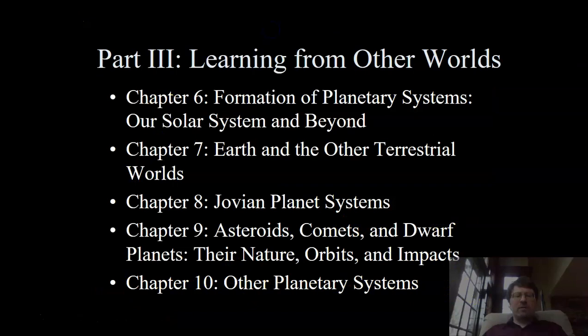Now, in part 3 of the book, we talked about learning from other worlds. So we talked about our own solar system and the planets and other objects, asteroids, comets, and so on within it. And then we also talked about other planetary systems.